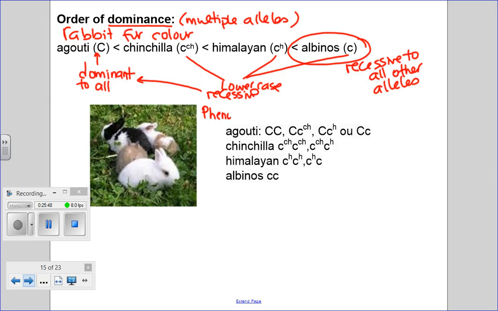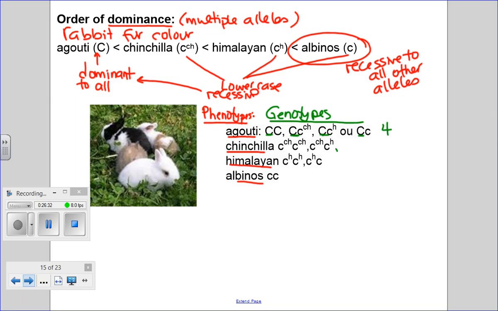Here are the possibilities for phenotypes. So what do they look like? And genotypes. What possible combination of genes could give you that phenotype? So for agouti, recognize it doesn't matter what the other letter is. As long as there is one capital C, then that is the phenotype that's going to result. There are 4 possibilities. Agouti with any of the other alleles, regardless of which one it is, will give that phenotype.